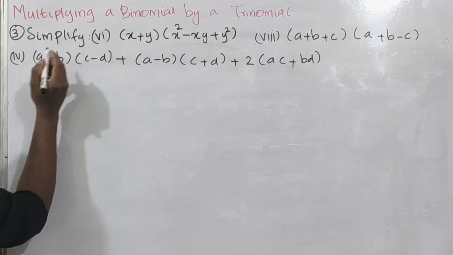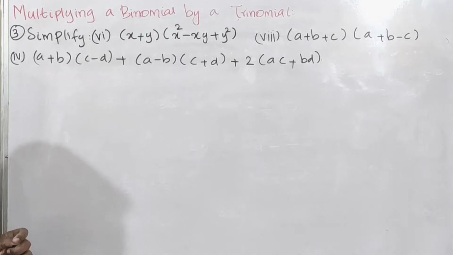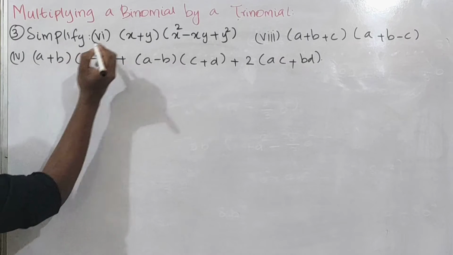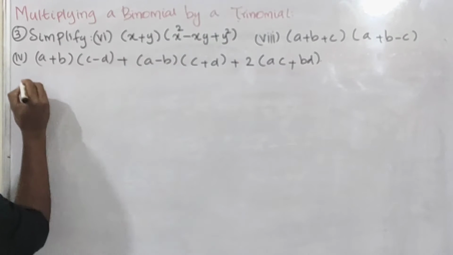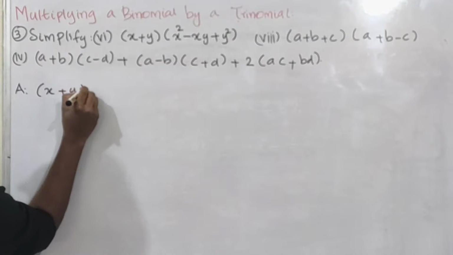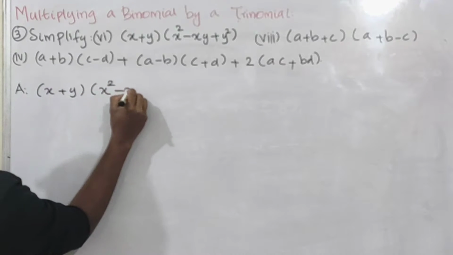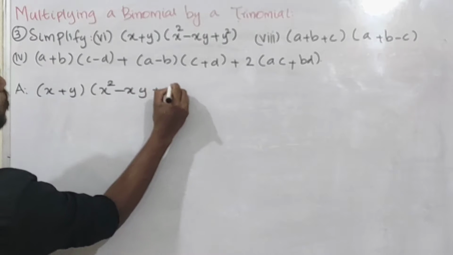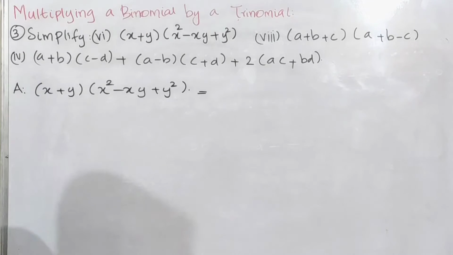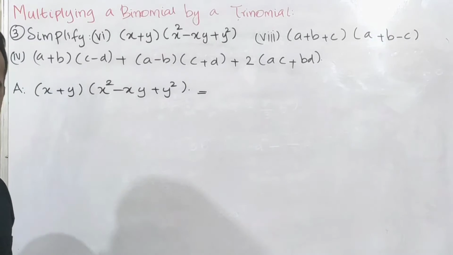First we will go for the sixth one of exercise 9.4, question number 3. The question is to find the product of x plus y into x square minus xy plus y square. So let's write, what was the technique used for multiplying a binomial and another binomial? Use the very same concept.